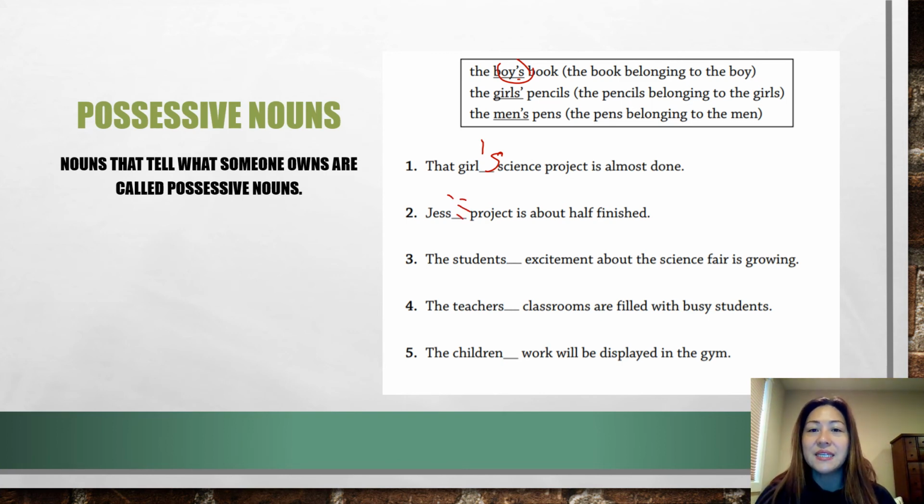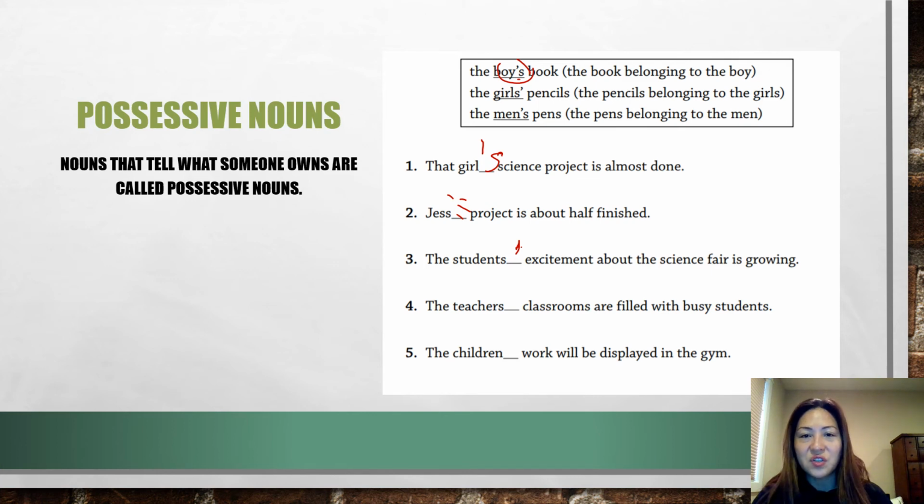The students' excitement about the science fair is growing. So the excitement belonging to the students, not just one, all of them, is growing. So the students means it's more than one, it's plural. So that means the apostrophe goes just at the end there. No apostrophe S, just the apostrophe, because there's a group of students and their excitement is growing.